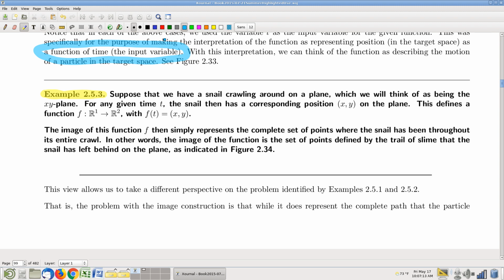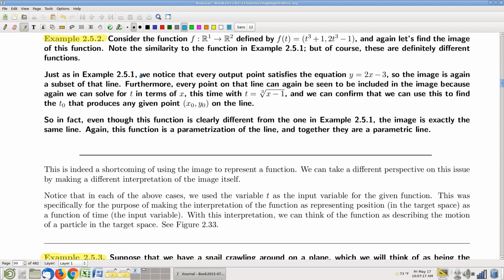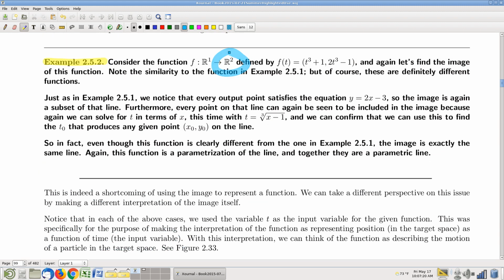So there's that. But thinking of the input as time, notice that what these parameterizations turn into is not output position as a function of some arbitrary input variable. It's output position as a function of time. We are describing location as a function of time. If you think about it, location as a function of time means you're describing a process of moving through the target. Position as a function of time means you're moving.